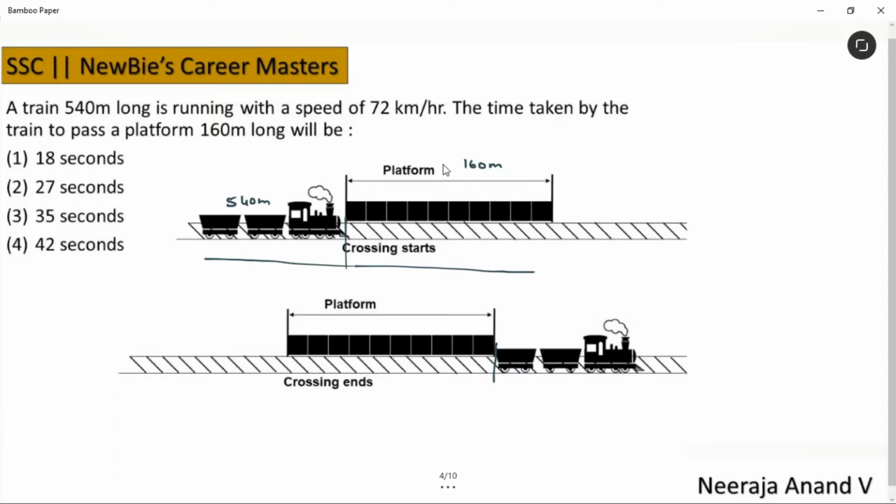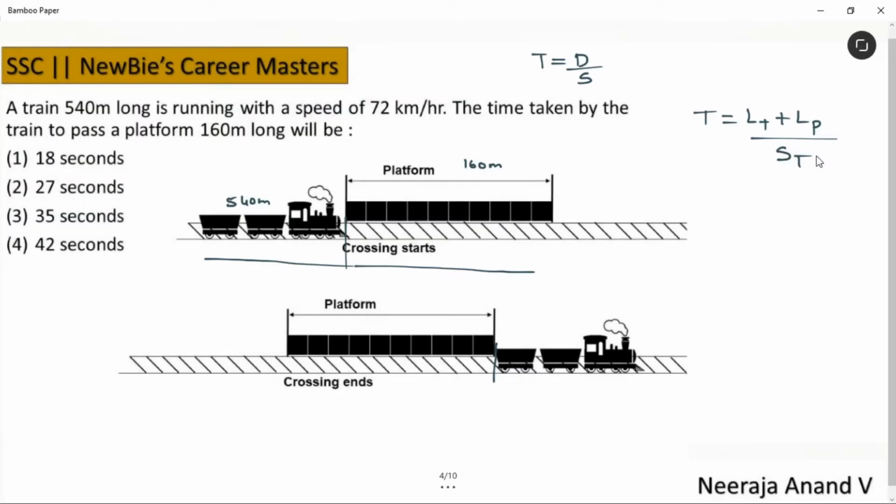In this pattern, we can't neglect the length of the stationary object. In the previous pattern, yes, we could do that, correct? But here, in this pattern, we can't neglect. So, time taken to cross is equal to distance divided by speed. Here, distance is length of the train plus length of the platform. Am I clear? But the platform does not have speed, no? So, speed is just speed of the train. Hope you have understood the formula.